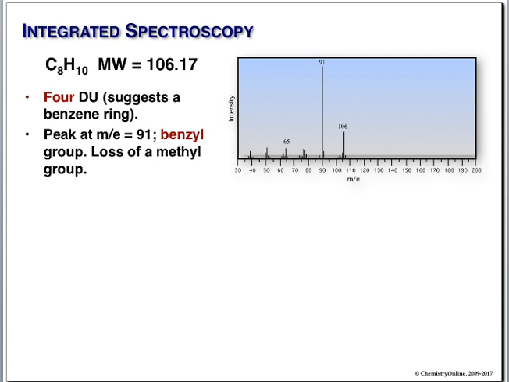On your quiz, if you want full credit, all you would have to write is this: base peak at 91 suggests a benzyl group, loss of a methyl group from our base peak. That's all you have to write, and you get your points.